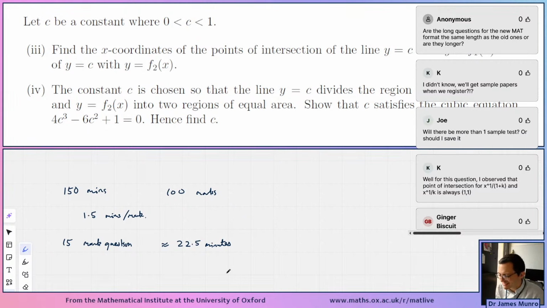This sort of comparison doesn't quite, it sort of works, but they're worth 15 marks. Okay. We'll get sample papers when we register. No, we're just talking about the sample test, which is on the web now. And you've seen it already, you told me about the questions. There's no other sample papers.